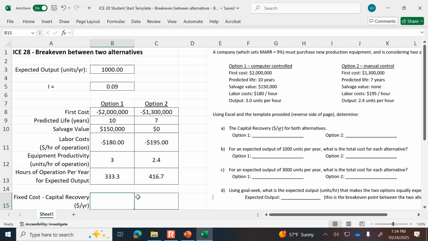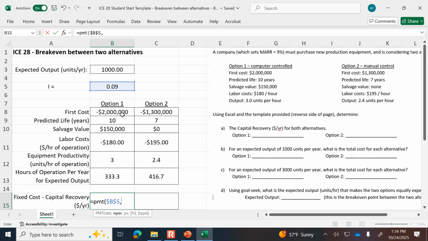PMT, right, the payment function. So PMT is where we want to find A given P and F at the same time. So the fixed cost capital recovery equals PMT. We'll put in our rate here, which is 9%. I'll anchor that reference.